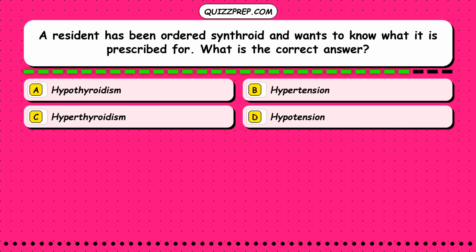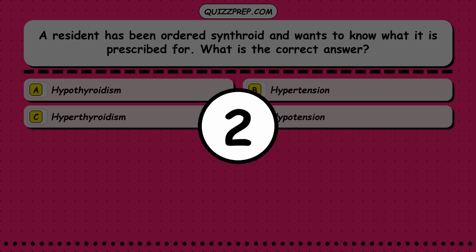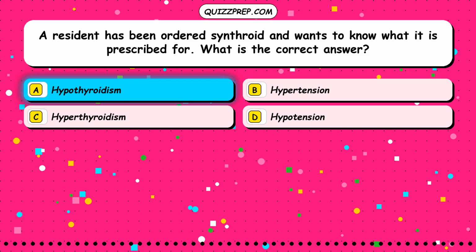Question 264. A resident has been ordered Synthroid and wants to know what it is prescribed for. What is the correct answer? Option A, hypothyroidism. Option B, hypertension. Option C, hyperthyroidism. Option D, hypotension. The correct answer is option A, hypothyroidism.